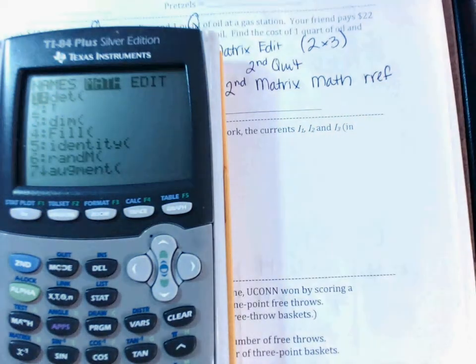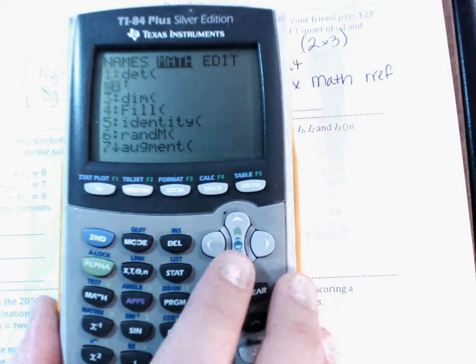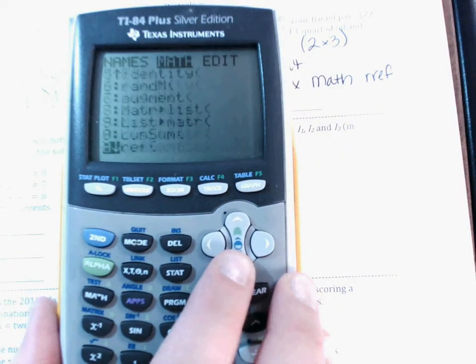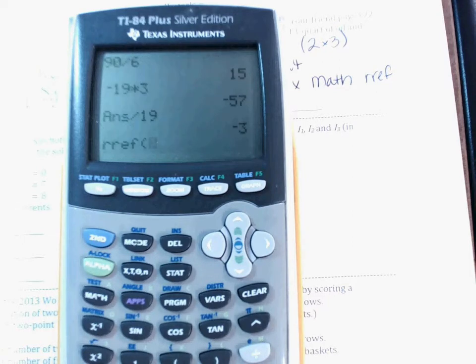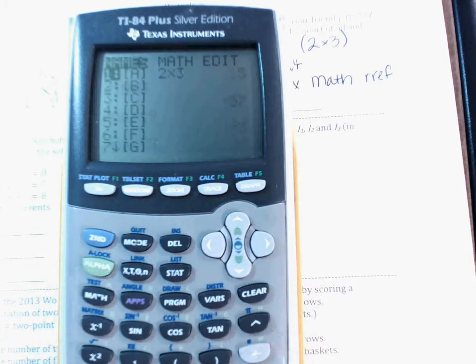There have to be 2 R's. If you do only 1 R, it's going to be wrong. So I'm going to scroll down here till I get to RREF. Okay, there it is right there. And then remember that after I push it, I have to type A into it. So I hit second matrix, and then I pick A, the one I just made.